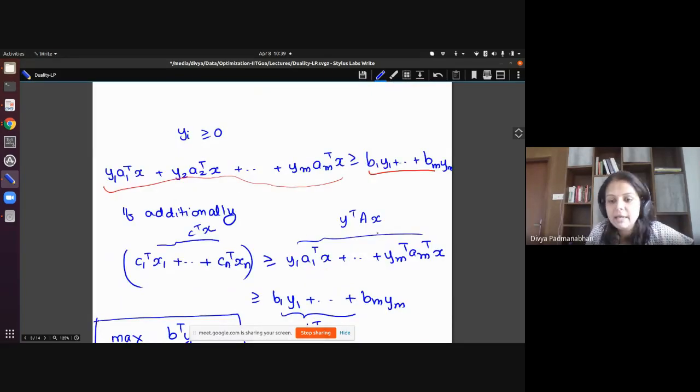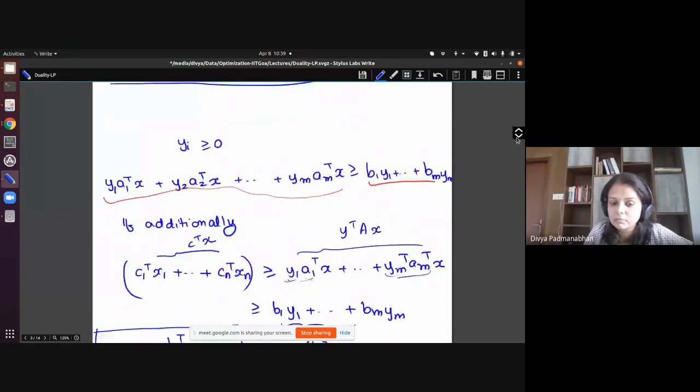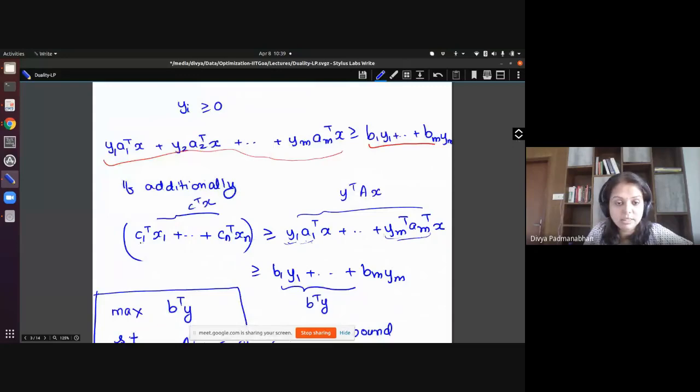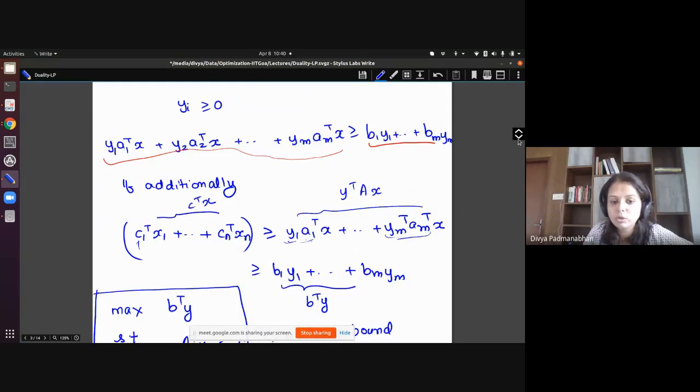Now you additionally wanted to enforce that this Y transpose AX is less than C transpose X. By less than, it's component wise, so each of these is a vector. You have Y1 A1 transpose, and so on up to Ym Am transpose. You want it to be term wise less than Ci. So C1 should be greater than Y1 A1 transpose, and so on. That was how we wrote the dual.